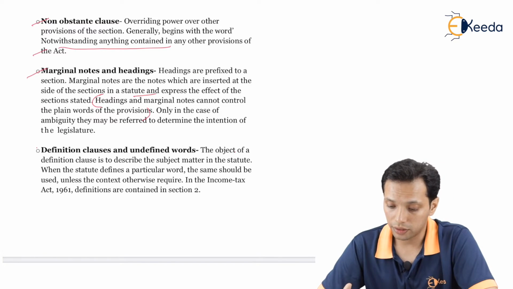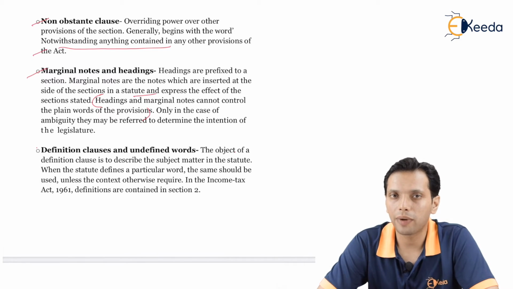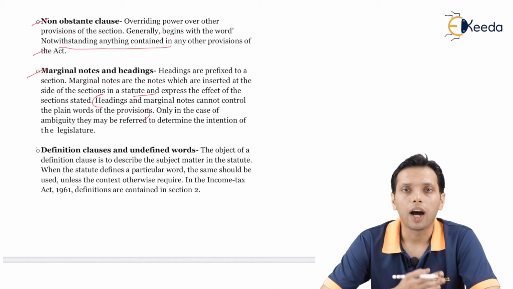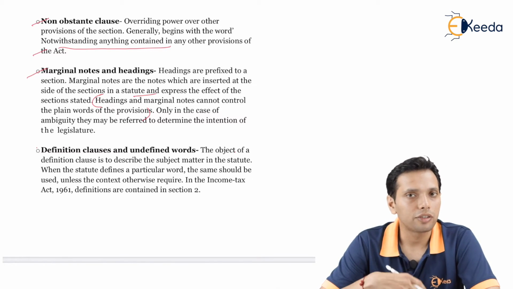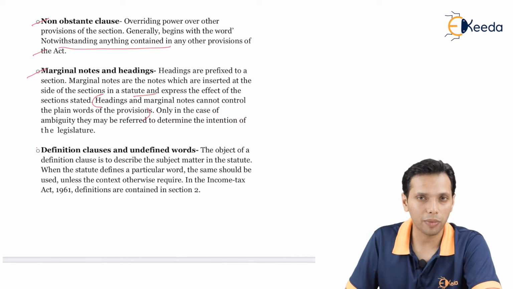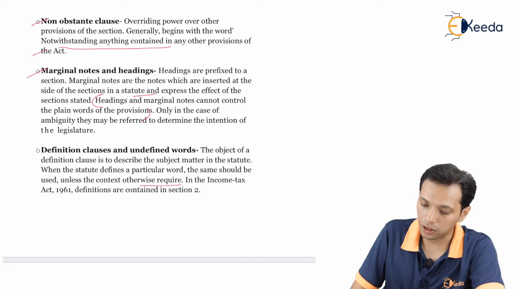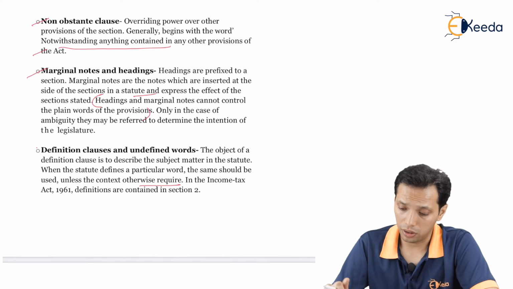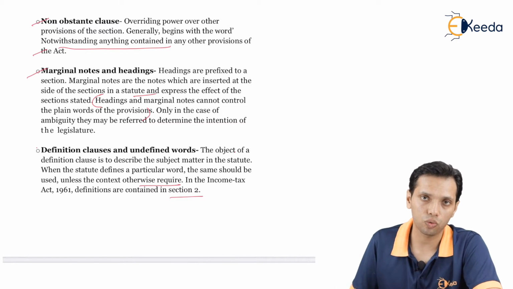Next is definition clauses and undefined words. All the definitions under the Income Tax Act are covered under section 2, and the words which are not defined under section 2 take their meaning from judicial interpretation, or from a renowned dictionary. The object of the definition clause is to describe the subject matter of the statute. When the statute defines a particular word, the same should be used unless the context otherwise requires. In the Income Tax Act, definitions are contained under section 2.